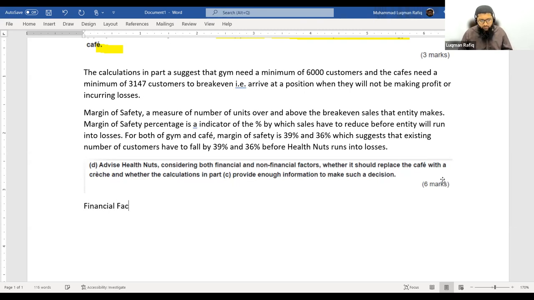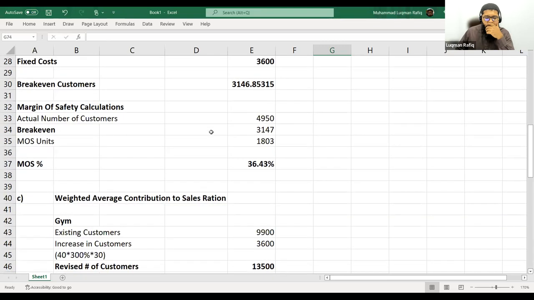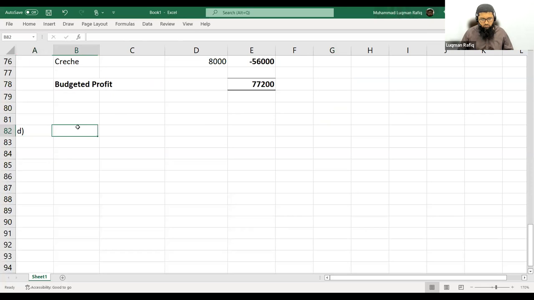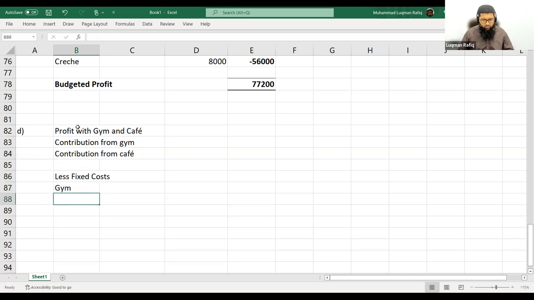Okay, for the financial factor, you would compare profit with cafe and gym with the profit under gym and crèche. So, do we have the profits calculated already? Profit with gym and cafe: contribution from gym, contribution from cafe, less fixed cost gym, fixed cost cafe. So if you want to compare financially, that's how you're going to do it.